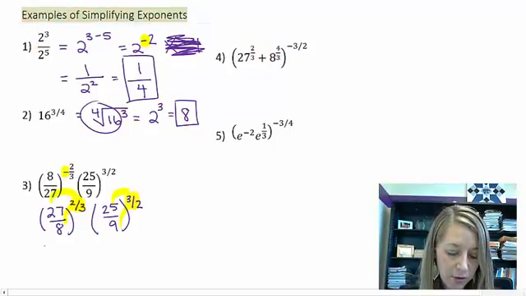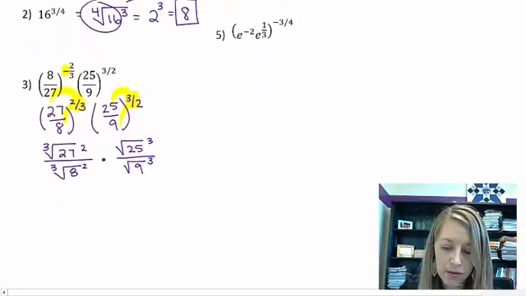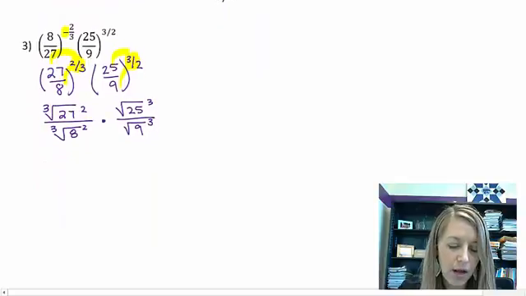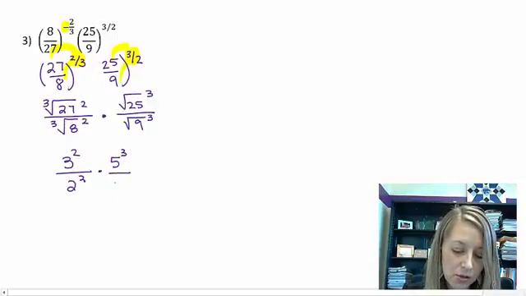Okay, so that gives me the cube root of 27 squared over the cube root of 8 squared times the square root of 25 to the 3rd over the square root of 9 to the 3rd. So if I simplify all of my roots here, the cube root of 27 gives me 3 squared. Cube root of 8 is 2 squared.